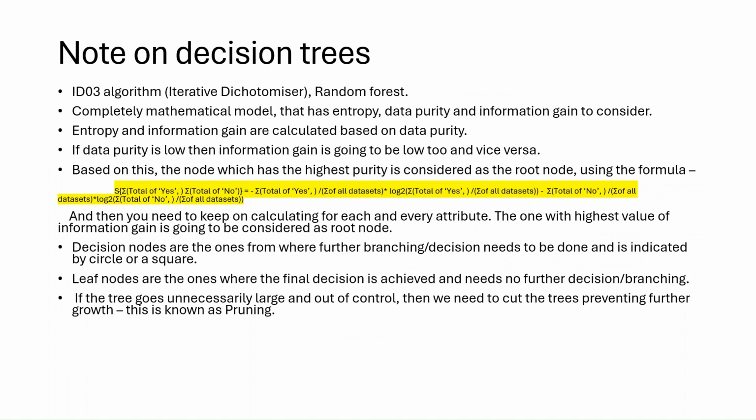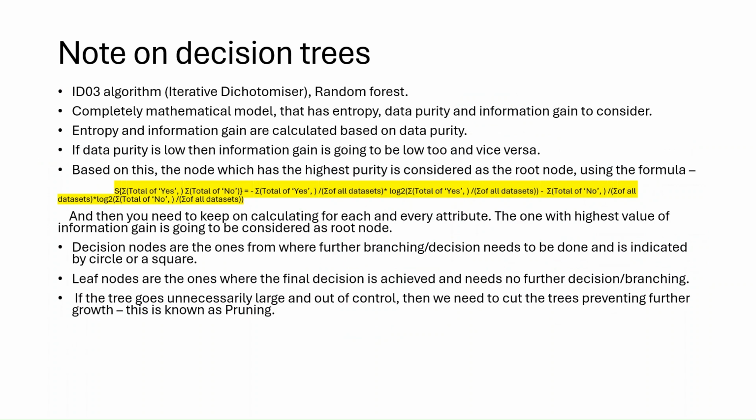Decision tree is based on the iterative dichotomizer or ID3 algorithm, and random forest is another type of decision trees which we will see in the next slide. It's a completely mathematical model that has entropy, data purity, and information gain to consider. Entropy and information gain are calculated based on data purity. If data purity is low, then information gain is also going to be low. Obviously, because data purity means that data is very, very pure, data is very, very focused, and data purity is low means high entropy and low information gain.